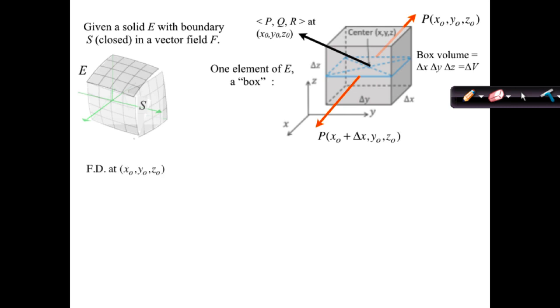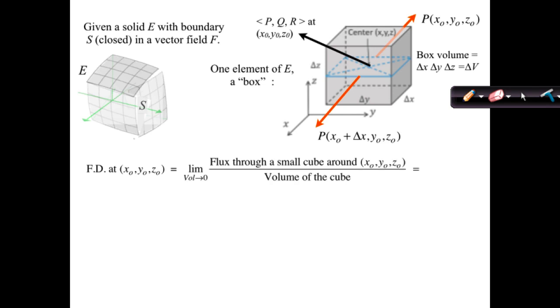Okay, so then the flux density, we want to calculate the flux density at this point, where this element is. What that's going to be is the flux through the cube over the volume of the cube as the volume goes to 0. That's what our definition for flux density was. So here's how we're going to compute that. We're going to have three components of the flux, according to x and y and z.